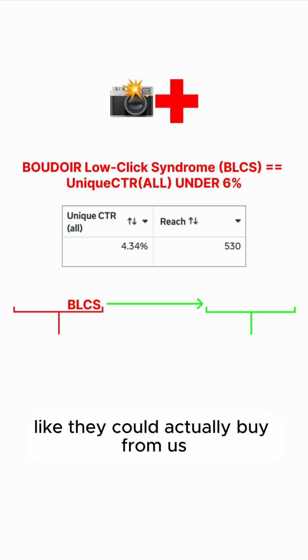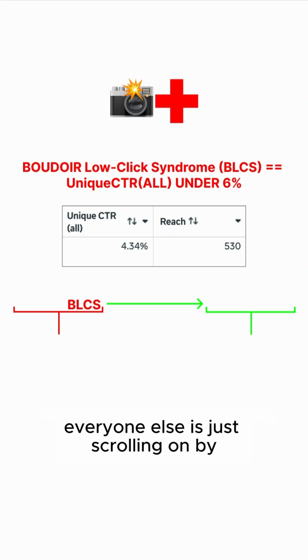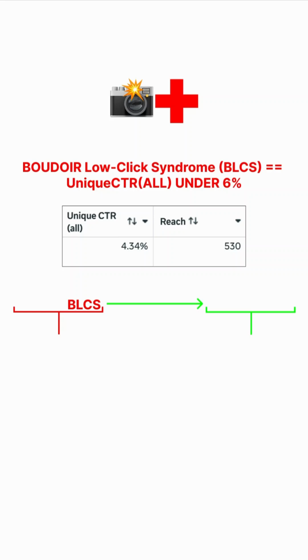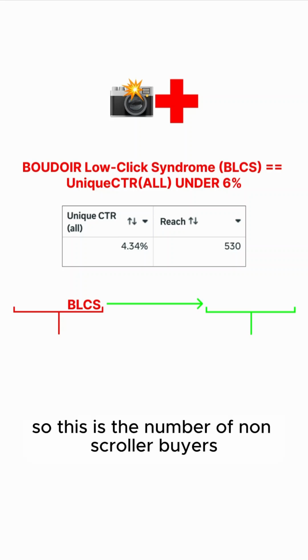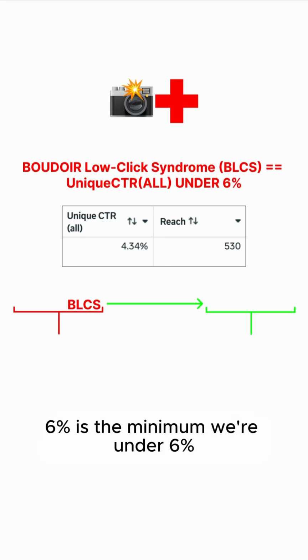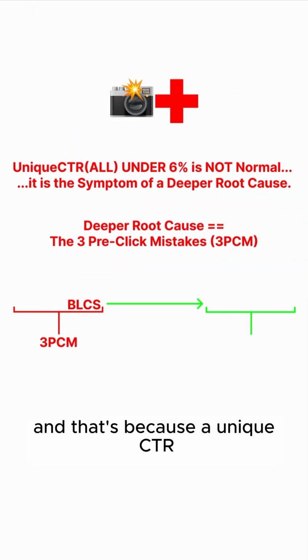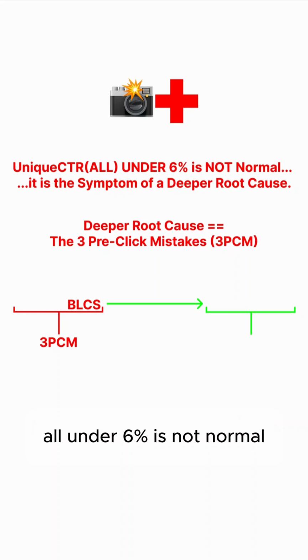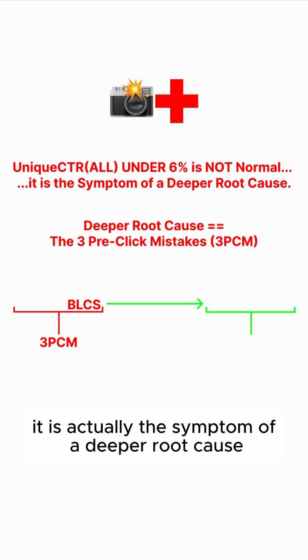Like they could actually buy from us. Everyone else is just scrolling on by. So this is the number of non-scroller buyers, and we gotta get this number literally as high as possible. 6% is the minimum. We're under 6%, we got a big problem. And that's because a unique CTR all under 6% is not normal. It is actually the symptom of a deeper root cause.